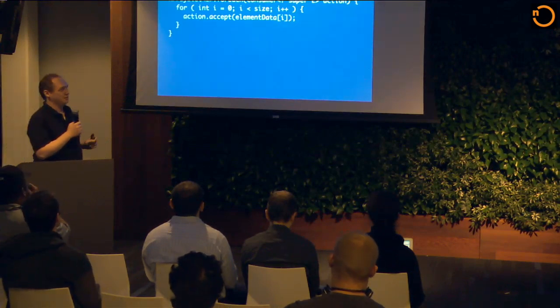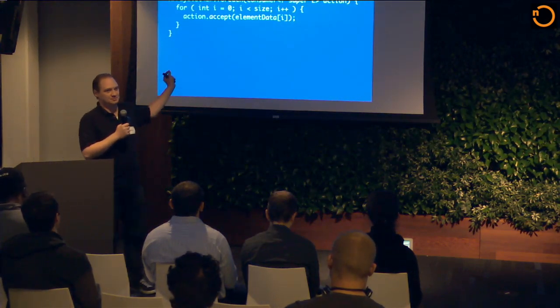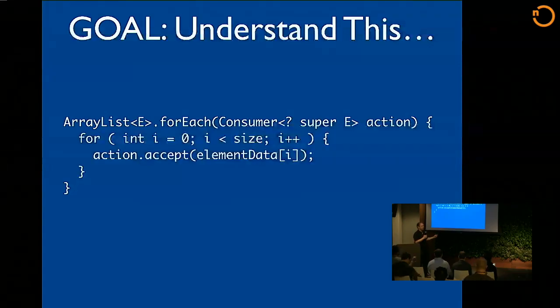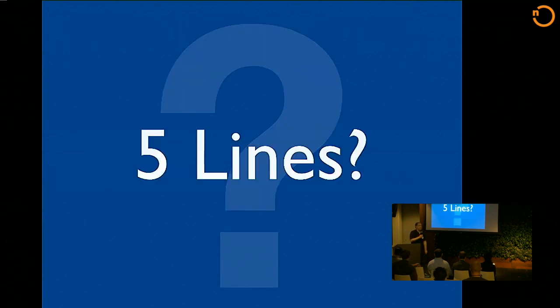But more specifically, my goal is actually to get you to understand this piece of code, or at least what the compiler is going to do to it. It's ArrayList forEach. It was added in Java 8, so hey, it's new and cool. It takes a function object. We loop over the size of the array and pass each element to the function. That's it. Like, really? We're going to spend an hour talking about 5 lines of code. Yes, yes we are. There is that much here, I assure you.